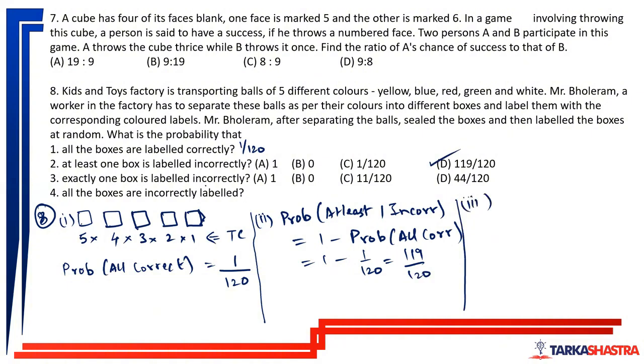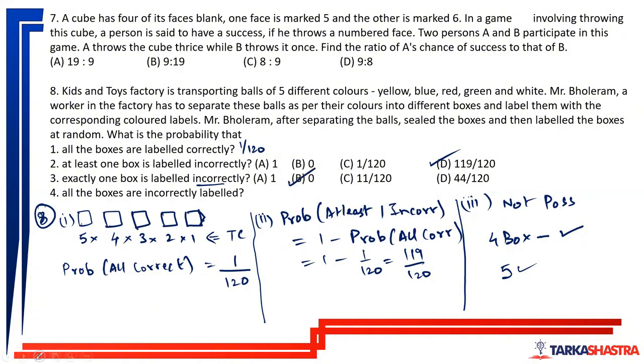exactly one box is labeled incorrectly. Now, is this possible? It is not possible. So you are saying 4 boxes are correctly labeled. Now, the fifth box will automatically be correctly labeled. If 4 boxes are correctly labeled, the fifth label is the correct label for the fifth box. Yes or no? So exactly one box labeled incorrectly, that probability is 0.